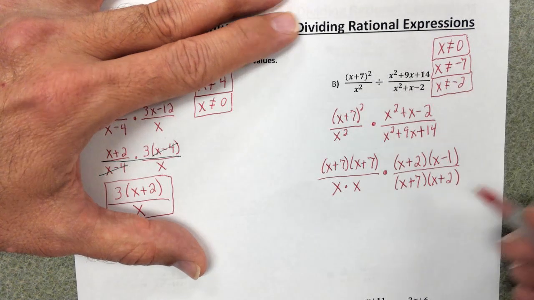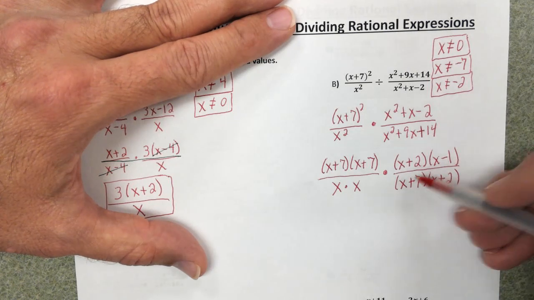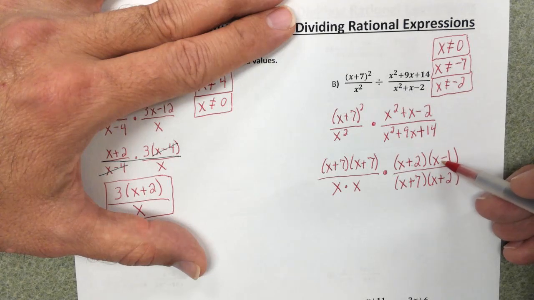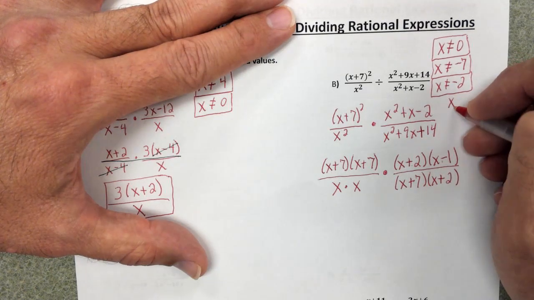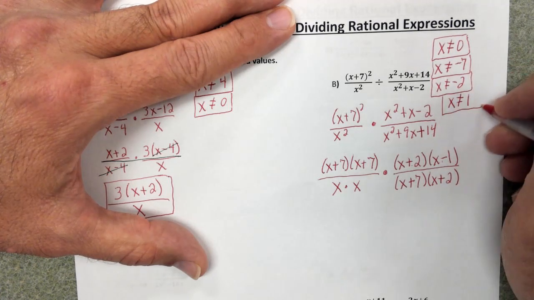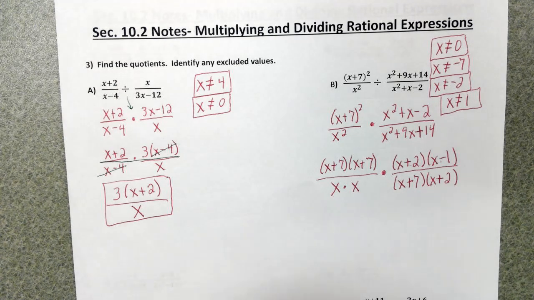And don't forget on this right side, you also have to account for the numerator. So x plus 2, that would be negative 2, which we already have. But then we have this x minus 1. So to account for that one, x cannot equal positive 1. So it's only the right side you have to do the numerator, but make sure you account for both the numerator and the denominator on that right fraction.